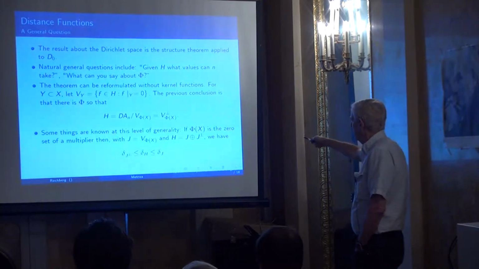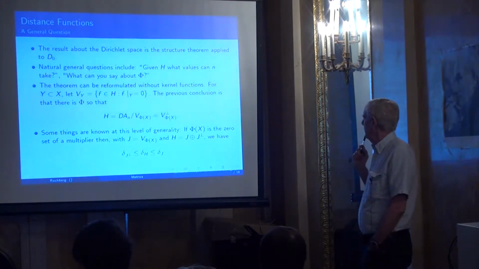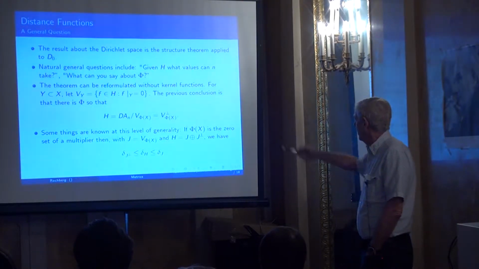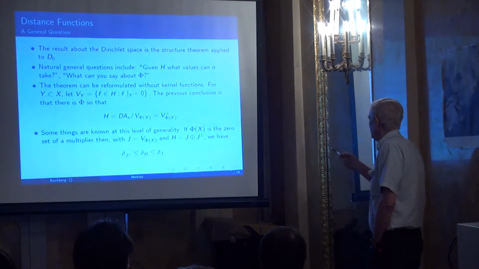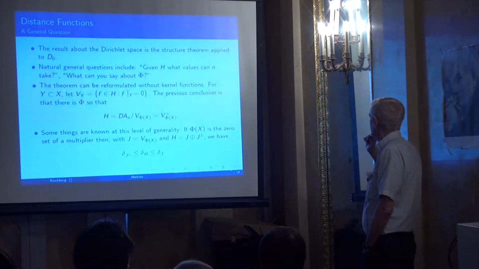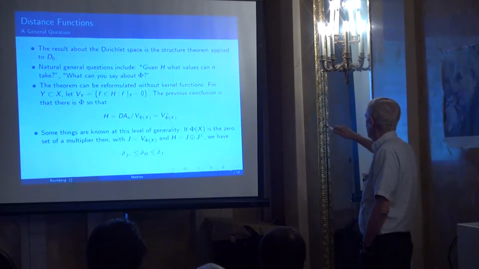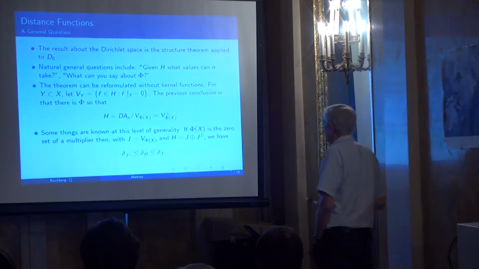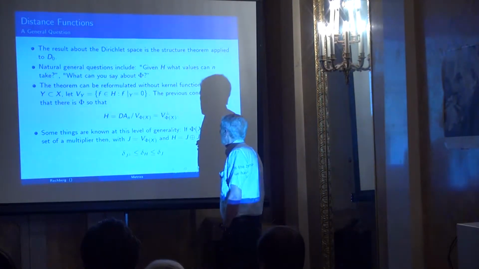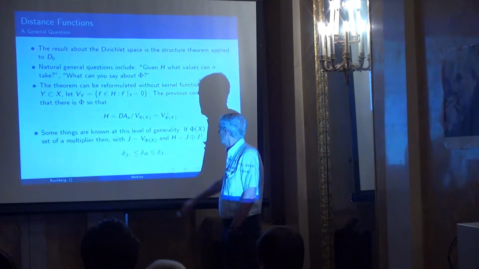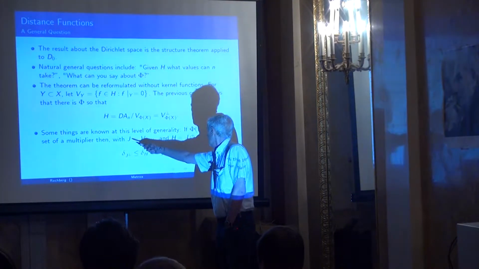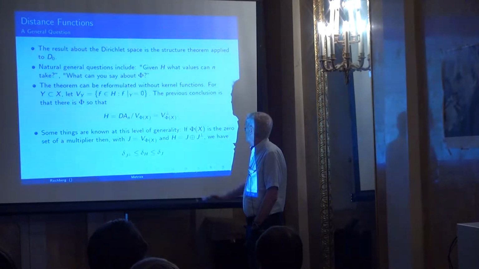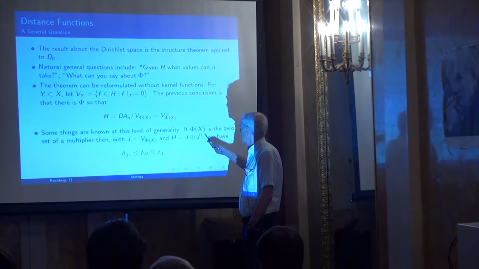And at this level of generality, you can already see some interaction between this distance construction and this fact about the Dirichlet-Arvidsson space. Namely, assuming for convenience that phi of x is a variety, the zero set of some multiplier, we get this decomposition of the Dirichlet-Arvidsson space as J plus J perp.